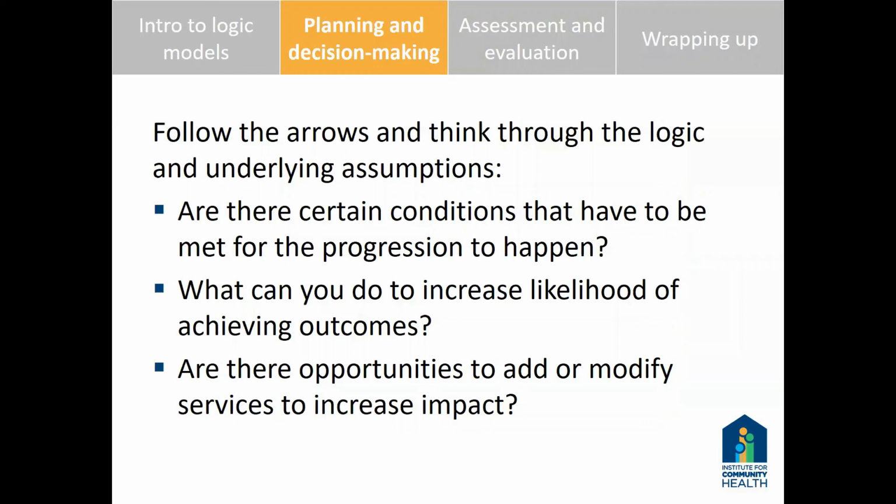Oftentimes, hidden in the arrow of a logic model, there are underlying assumptions about, for example, a condition that has to be in place in order for the short-term thing to lead to the intermediate thing. So stopping to think about that, noting it down on your model or making that assumption more explicit can be really helpful. And it can also help you think about if there's anything you can do through your programs or services to make it more likely that the short term leads to intermediate term, leads to long term. Or there are maybe opportunities to add something, modify something to help that progression be more realistic.